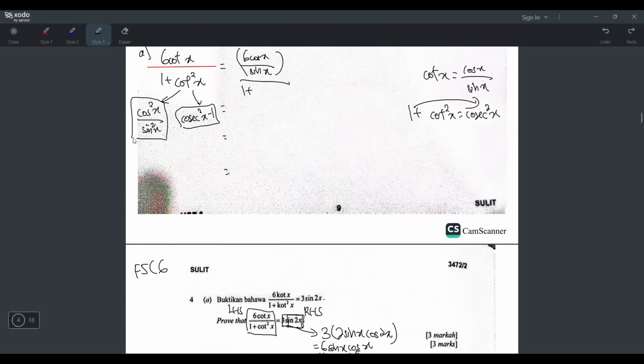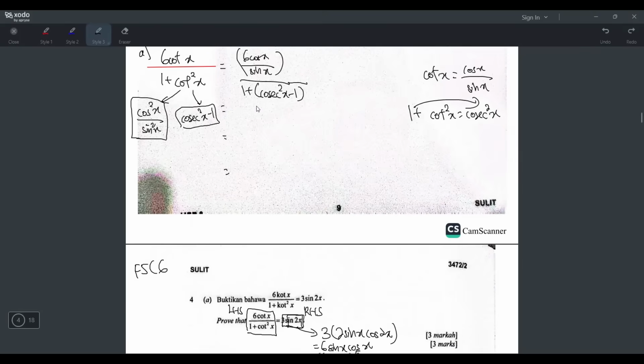Which one you want to choose? Okay, I'll tell you something. Both also can. If you change to this one, you will also end up getting the answer. If you change to this one also, you end up getting the answer, right? But me, I will choose the easier one. And the easier one is this, cosec square minus 1. So I'll just open a bracket, cosec square minus 1.